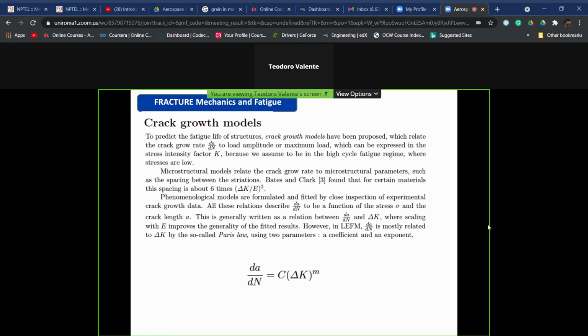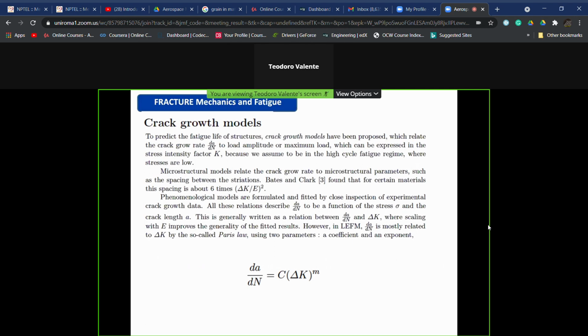The crack growth models, which can be used to predict the fatigue life with a micromechanical approach, essentially aim to define a relationship between the crack growth rate, which is the derivative of the crack length with respect to the number of cycles, and the amplitude of the fatigue cycles or the maximum load, to speak generally, which can be expressed by using the stress intensity factor, since the crack is going to propagate starting from the more stressed area, which is located at the crack tip.